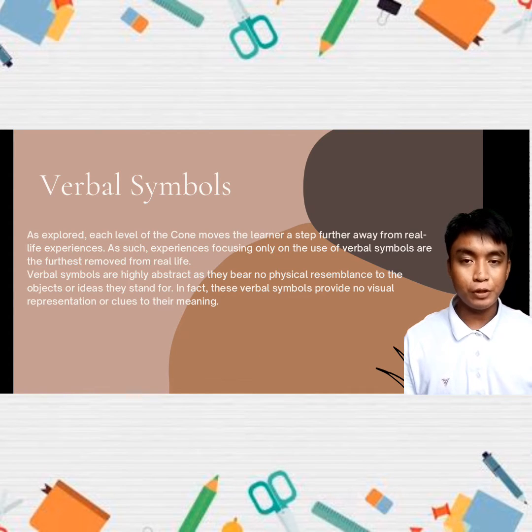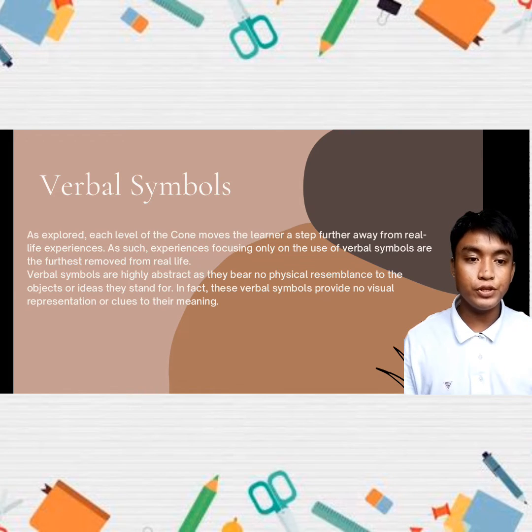First, we have verbal symbols. As explored, each level of the cone moves the learner a step farther away from real-life experiences. As such, experiences focusing only on the use of verbal symbols are the farthest removed from real life. Verbal symbols are highly abstract as they bear no physical resemblance to the objects or ideas they stand for. In fact, these verbal symbols provide no visual representations or clues to their meaning.